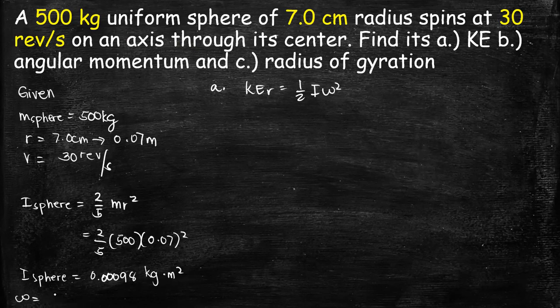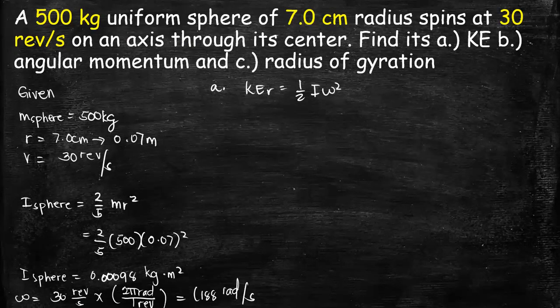Okay, next, yung angular velocity. So, yung revolution per second, 30. Okay, rev per second. So, since nasa second siya, convert na lang natin siya into radians. Okay, ang radians is 2 pi rad over 1 revolution. So, the angular speed would be 188 rad per second. So, yun na yung ilalagay natin dito.